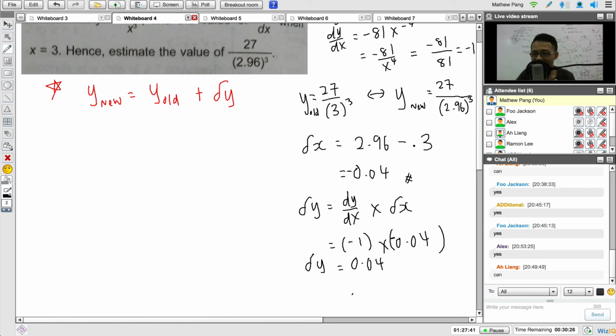You must, because the question always will give you the change of x first. It won't straight away give you the change of y, because the question loves to give you something more to do. It loves to give you something more difficult. So you must understand that actually you can do it like this.